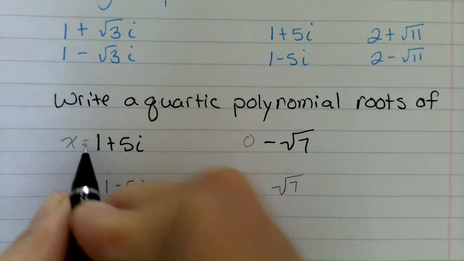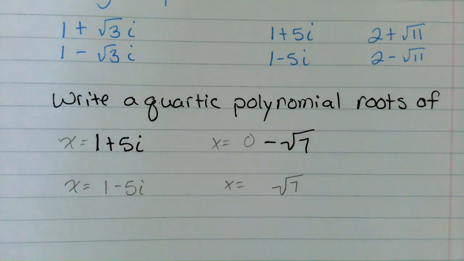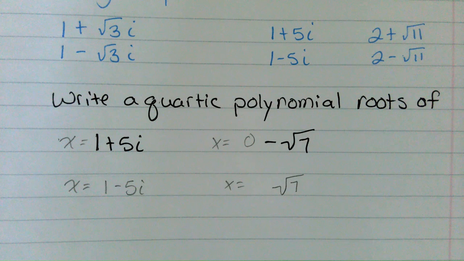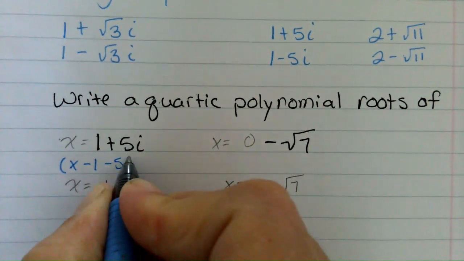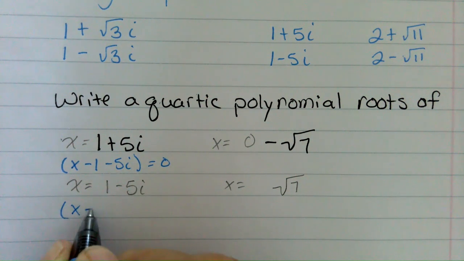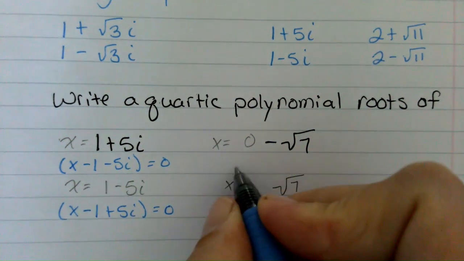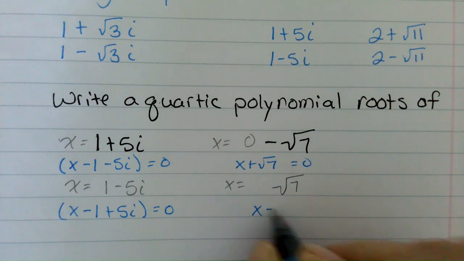Now these are technically x equals. So our parentheses are going to be where instead of x equals a number, it's x equals 0. So with the first one, I would have x minus 1 minus 5i, and that equals 0. Then I'll have x minus 1 plus 5i, and that equals 0. Then x plus root 7 equals 0, and x minus root 7.